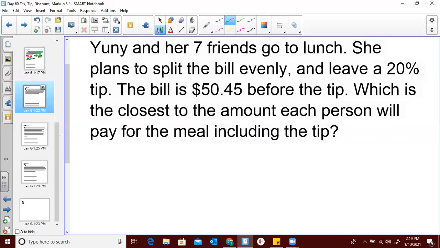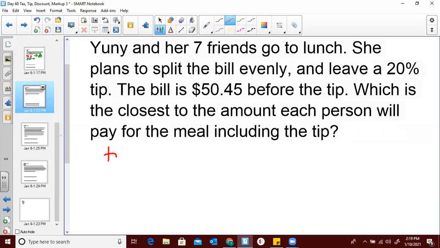Uni and her 7 friends go to lunch. She plans to split the bill evenly and leave a 20% tip. The bill is $50.45 before the tip, which is the closest to the amount each person will pay for the meal, including the tip. A lot of reading here, a lot of important things here.